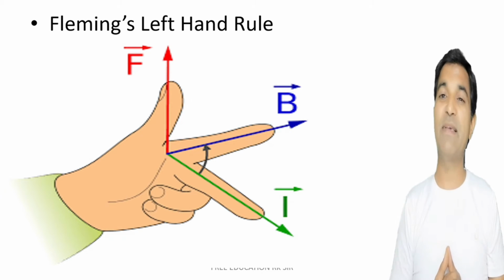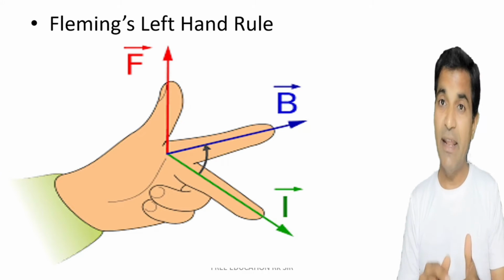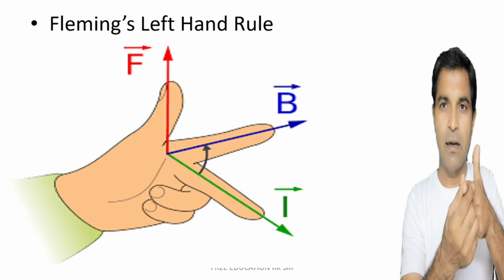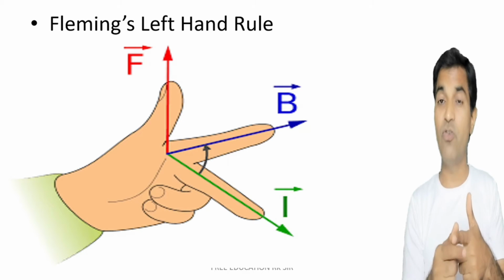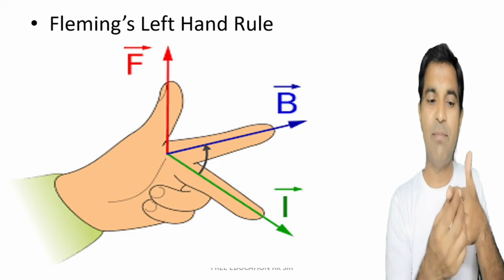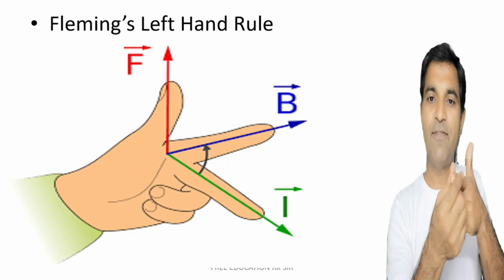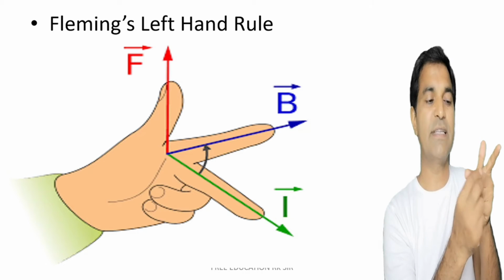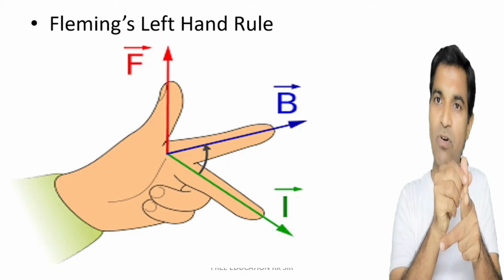Now let us talk about Fleming's left hand rule. Fleming's left hand rule is utilized for finding out the direction of motion of a conductor when we are giving supply to the motor. So it is utilized for finding out the direction of the conductor in the case of motors. The forefinger, that is F, represents the magnetic field. The central finger, C, represents current, and the thumb, M, represents the motion of the conductor.